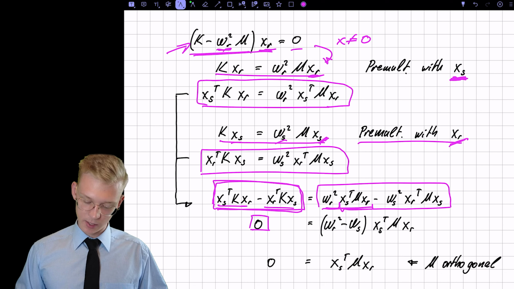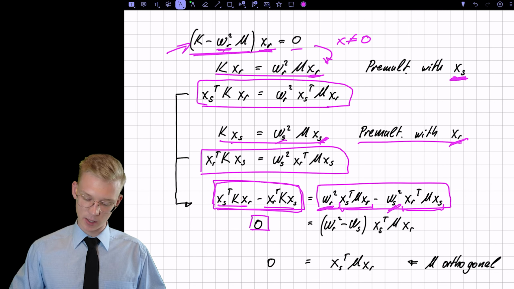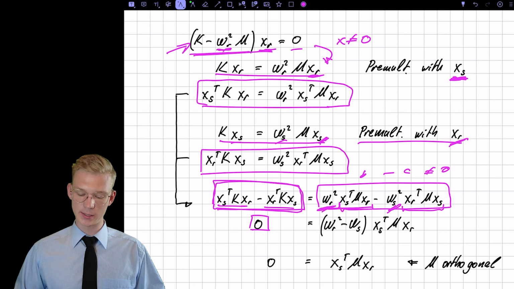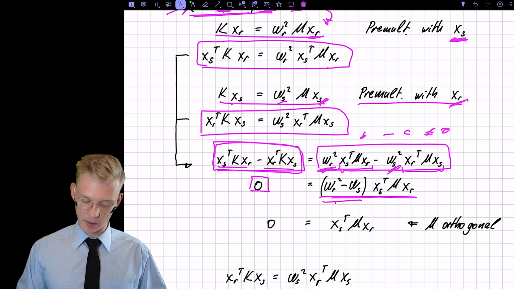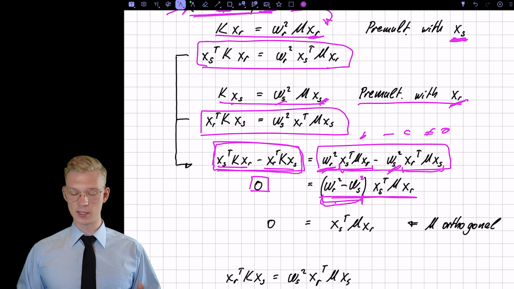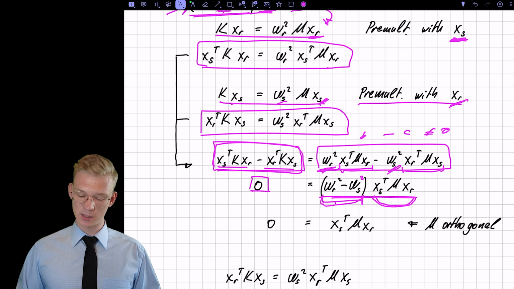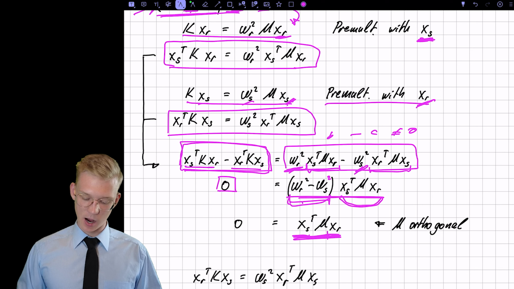We have this one and this one, but we have an omega r here and an omega s there. So we can't just say that this is basically b minus c and this is not 0, because we have different eigenfrequencies involved. So we are left with this term. And because this term must be 0, and these two eigenfrequencies are definitely not the same, I forgot a square here, these two eigenfrequencies are definitely not the same. The only thing that can be 0 is this part. So this one must be 0. So xs transposed m xr is 0, because those eigenmodes are m orthogonal.